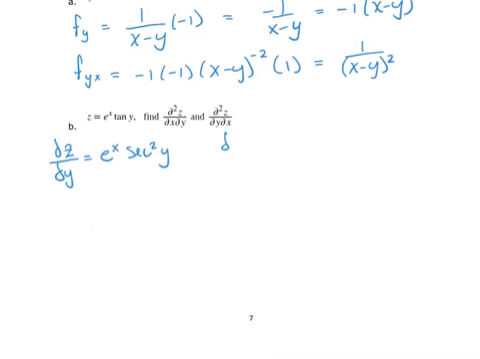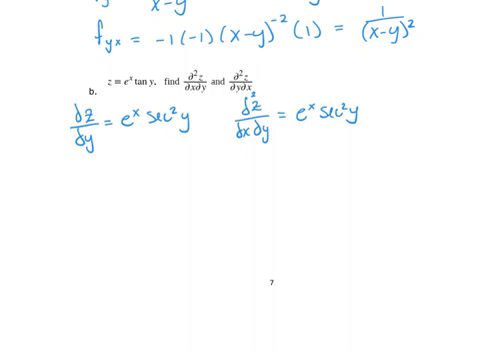Now, the partial derivative with respect to x, then y, is going to be this derivative with respect to x. So the secant squared of y is just a constant now. So I'm going to do the derivative of e to the x, which is e to the x all day long. This is e to the x, and then secant squared of y just comes along because it's a constant.